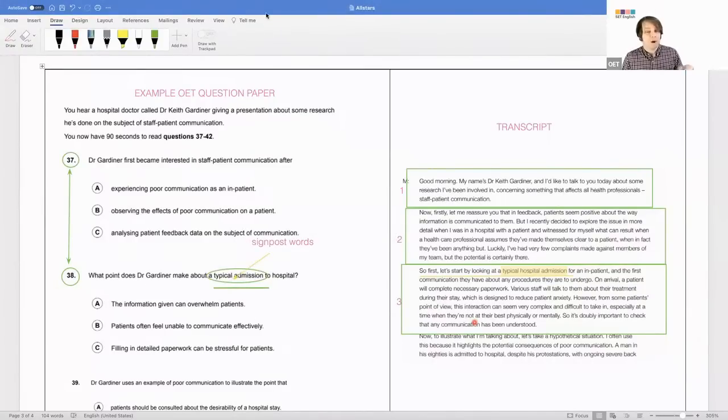Keywords in the exam, often students will underline important words like information, overwhelm, patients feel, okay? Filling in paperwork. Teachers usually call this keywords, and I'm not talking about that today, okay? That helps you to get the answer. I'm talking about what helps you to change the question. Signpost words, okay? So typical admission, when I hear that, I know that I've moved on to question 38.